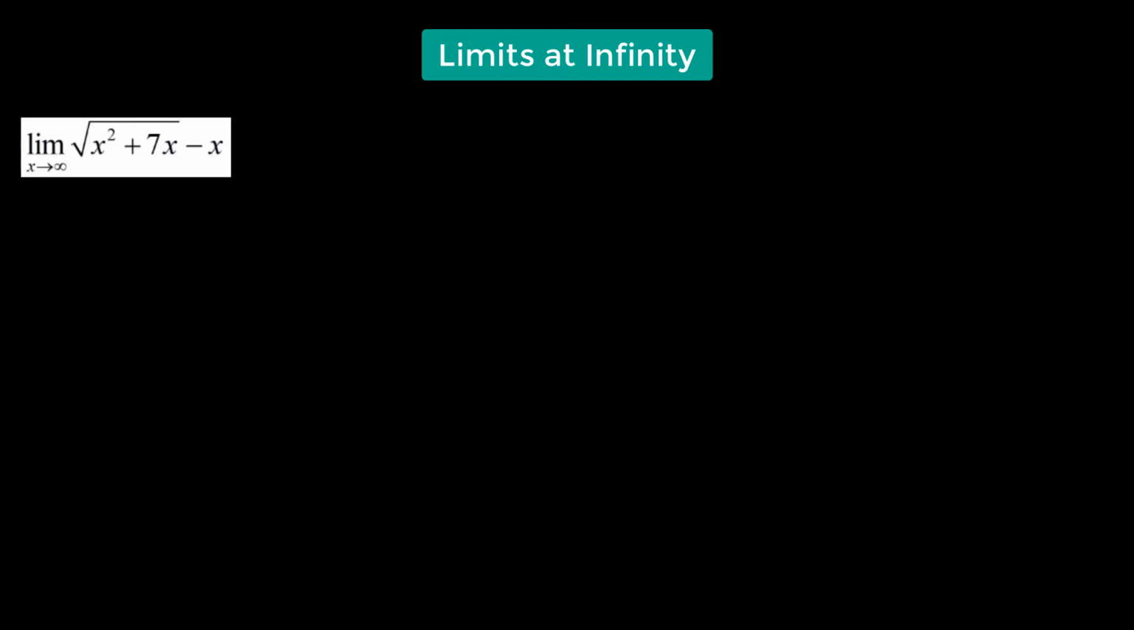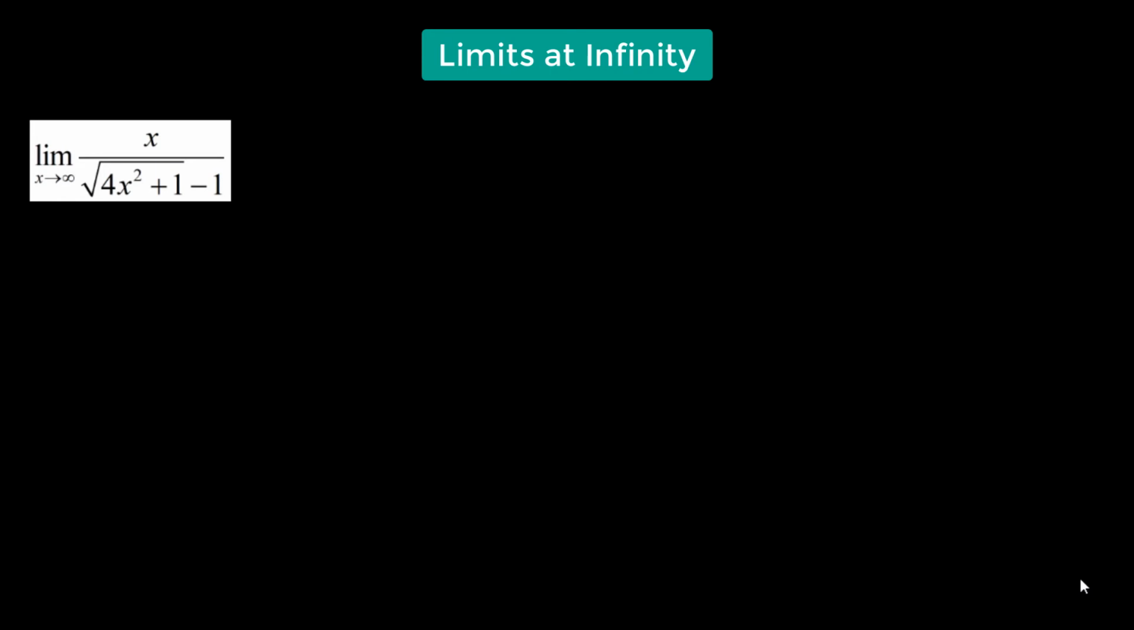So here we have to find the limiting value of the given function when x approaches infinity. Now this particular question is very much similar to the previous question. In the previous question we had the limit as x approaches infinity of square root of x squared plus cx minus x, and that gave us the value of c over 2. So when you compare it to the previous question, we have c equal to 7. So the limiting value of this given function is going to be 7 over 2.